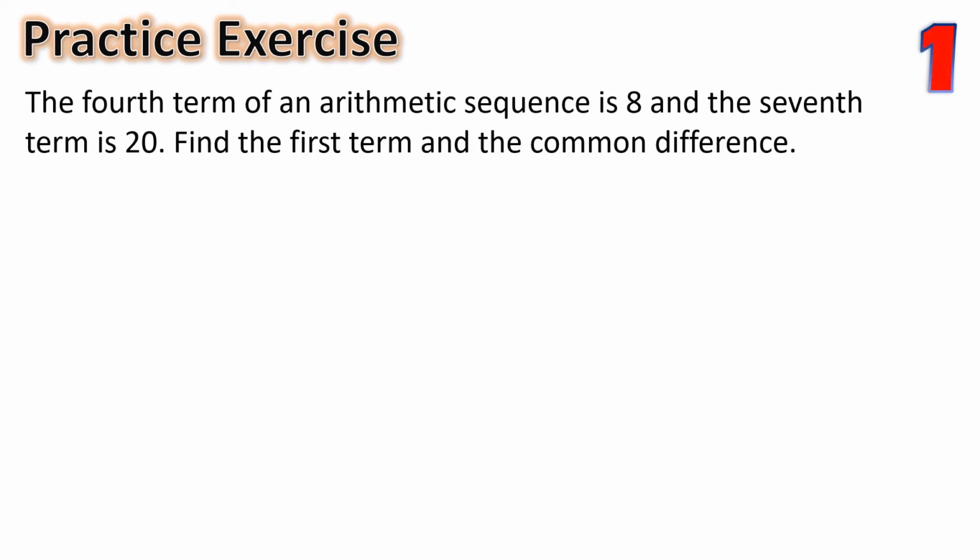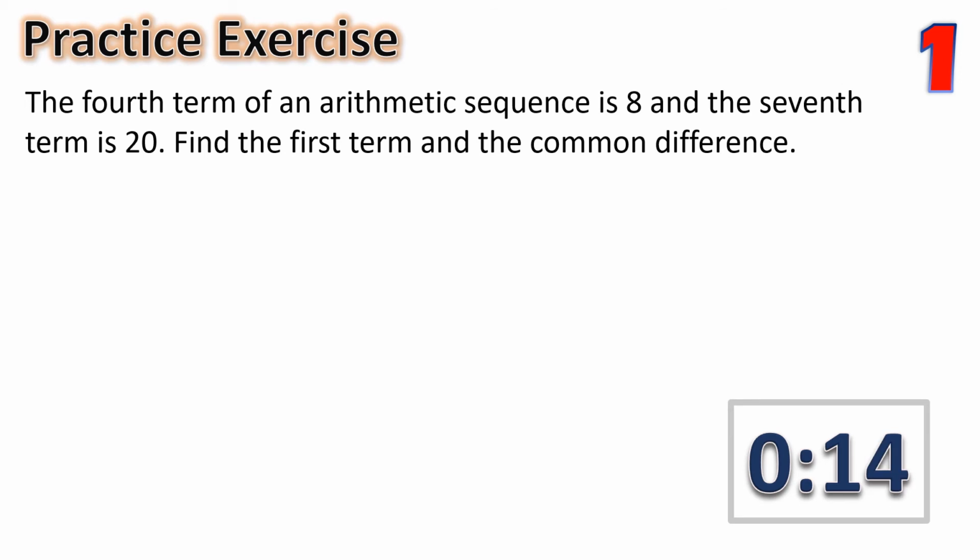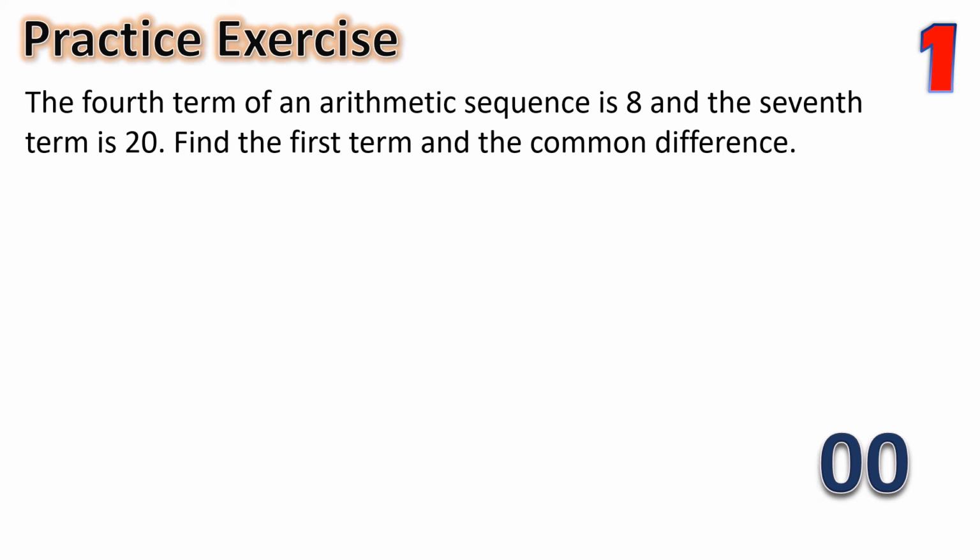The fourth term of an arithmetic sequence is 8, and the seventh term is 20. Find the first term and the common difference. You have 15 seconds. Go. Time is up. Let us check the answer.